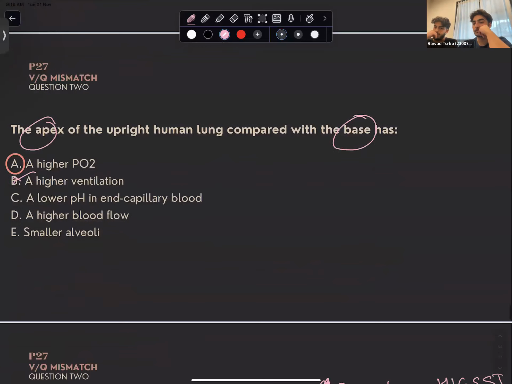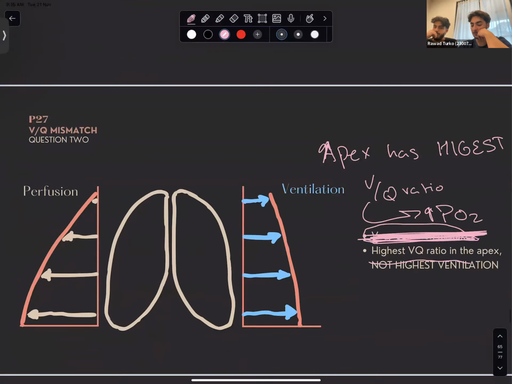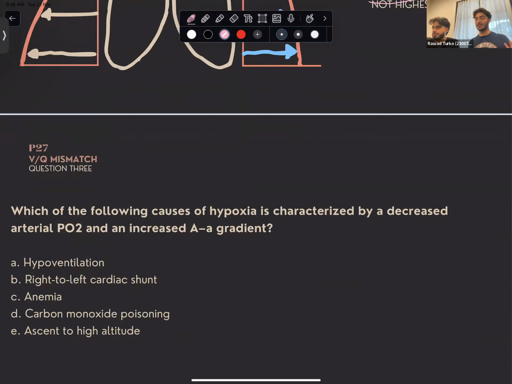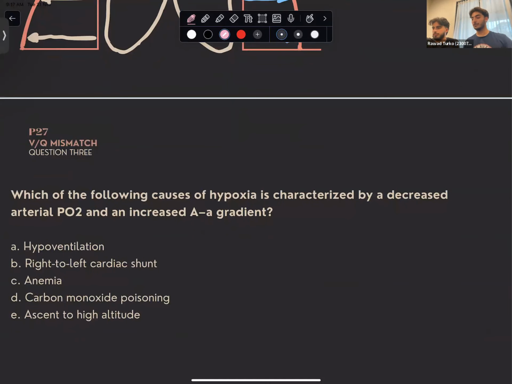Okay. Perfect. So I think we have one more question for VQ. We put in a few more questions for this lecture just because we thought that it would need the attention. Which of the following causes of hypoxia is characterized by a decreased arterial PO2 and an increased gradient?